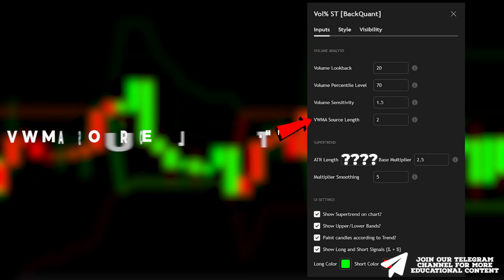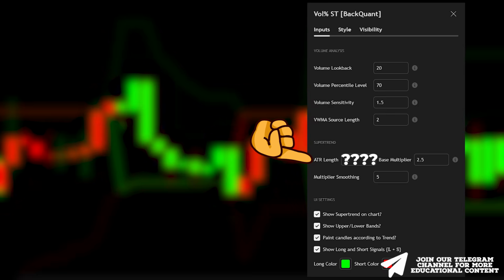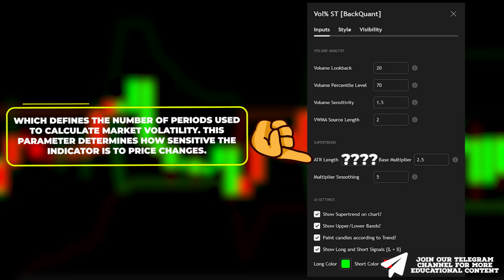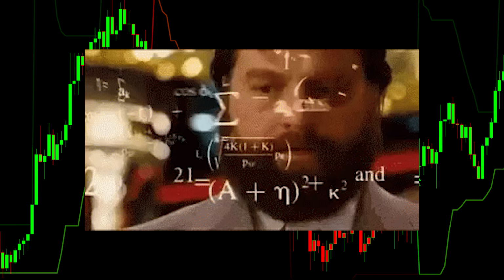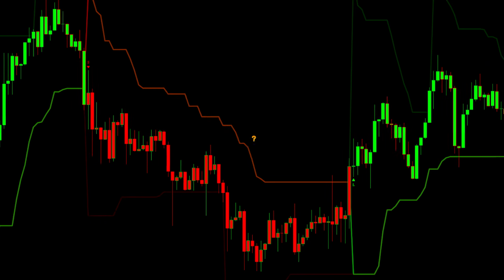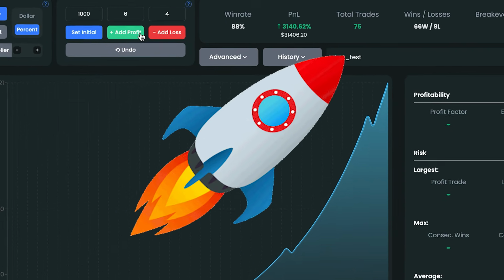So, change it to 2. Finally, there's the ATR length, which defines the number of periods used to calculate market volatility. This parameter determines how sensitive the indicator is to price changes. Adjust it to 12. Keep in mind that optimal settings are only half the equation. We also need a powerful filter to improve the strategy even further.